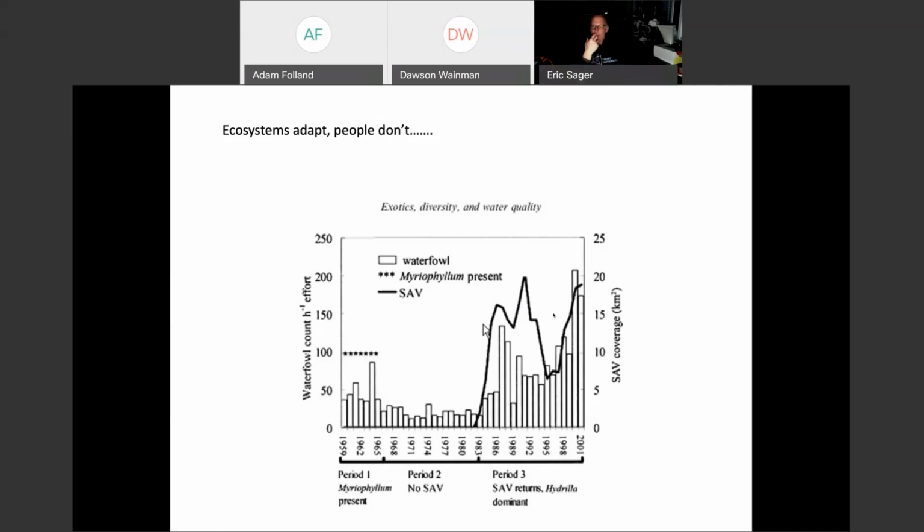Ecosystems adapt, and people don't, right? We don't adapt. And I think by not adapting, we continually create these dead zones because we're always trying to control something that maybe we shouldn't control. Maybe we should sit back, or maybe we shouldn't try to manage on the scale that we do. We should change our thinking.